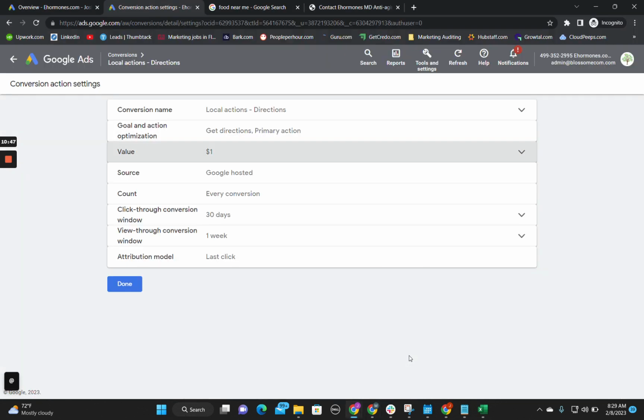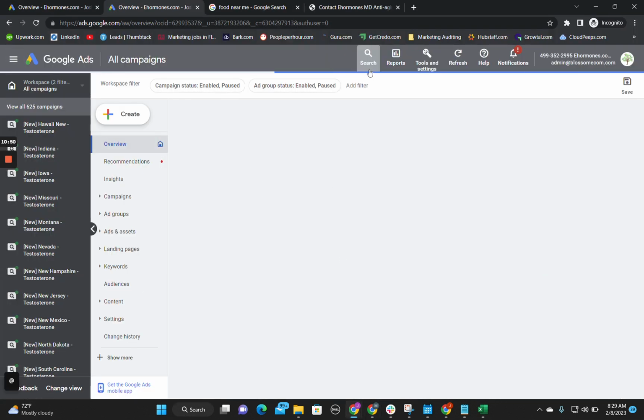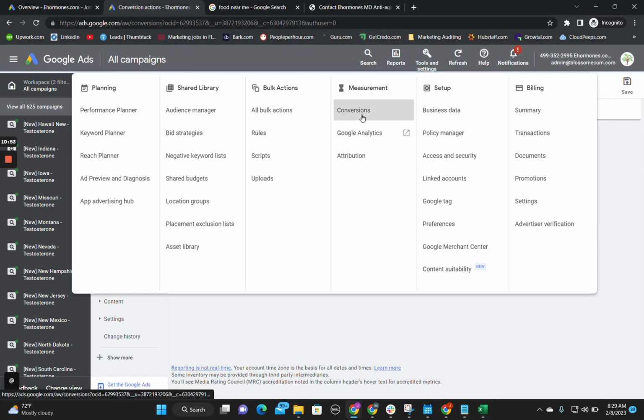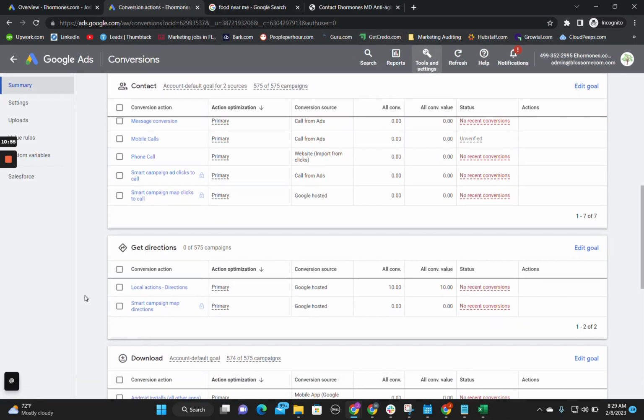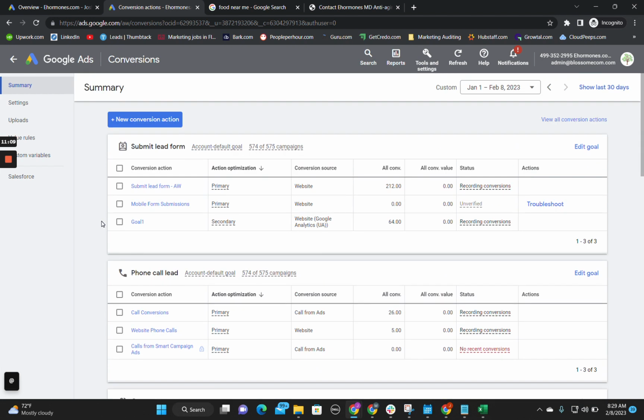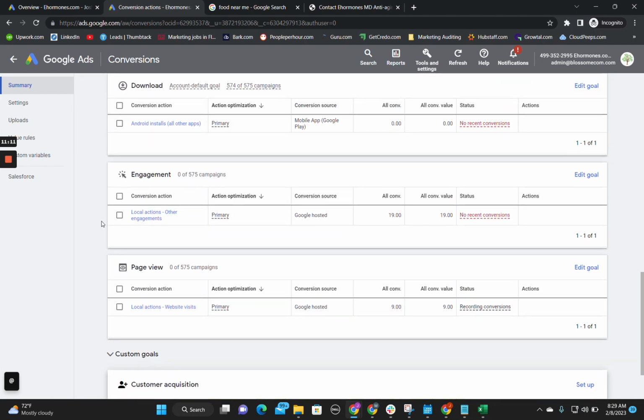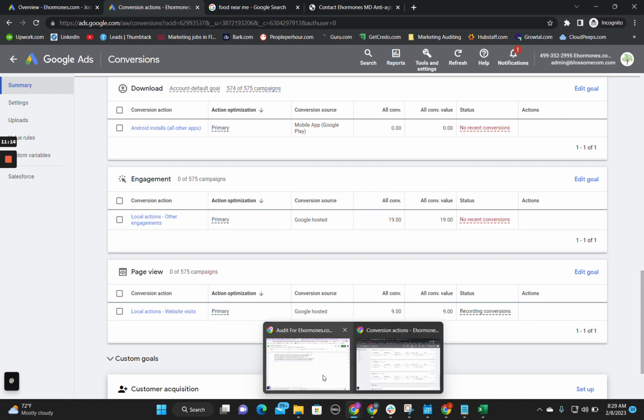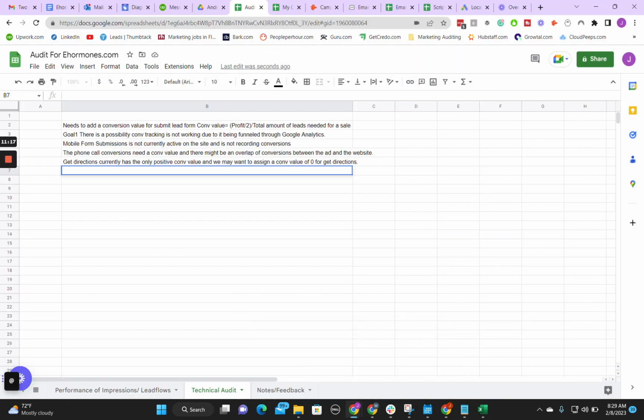Alrighty. And that is that portion. Oops. Clicked out of it. Let's come back to conversions. Engagement. Again, same problem here. Engagement means website clicks. And why would a website click be worth more than a lead form? And by the way, it's Google hosted. Of course, they set this up. Probably isn't. They probably just messed this up. So we're going to make a note of that. Engagement needs to have a conversion value of 0.